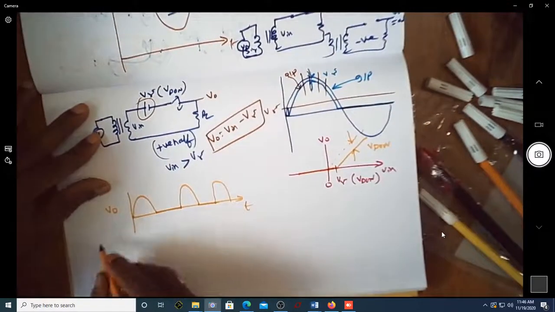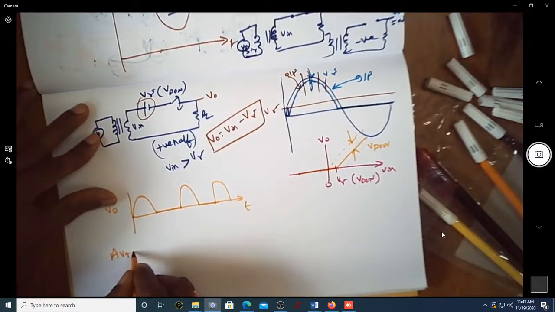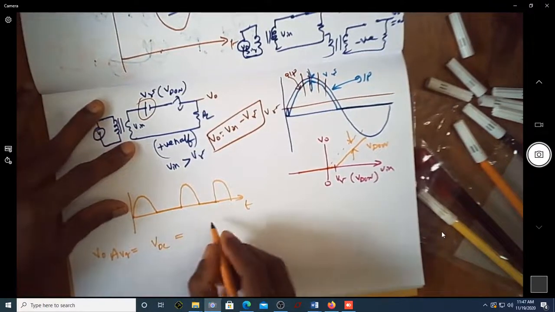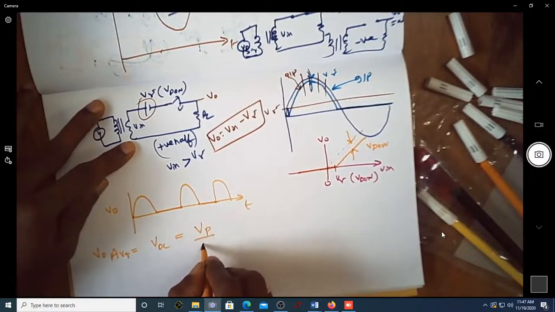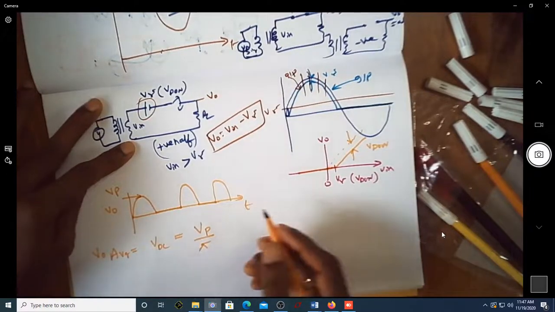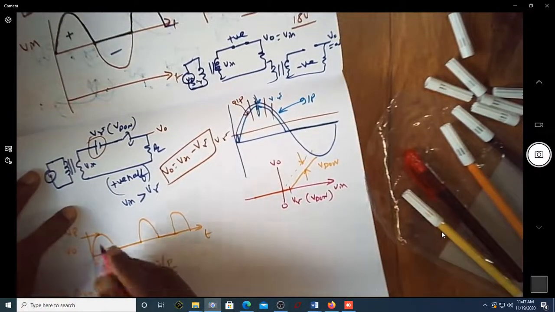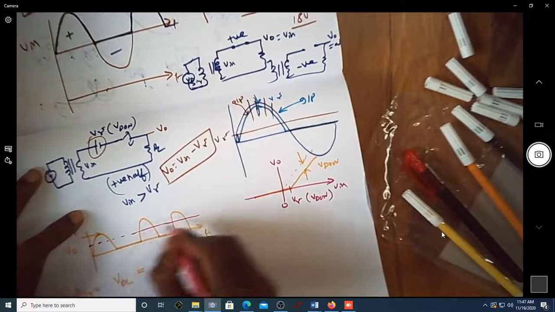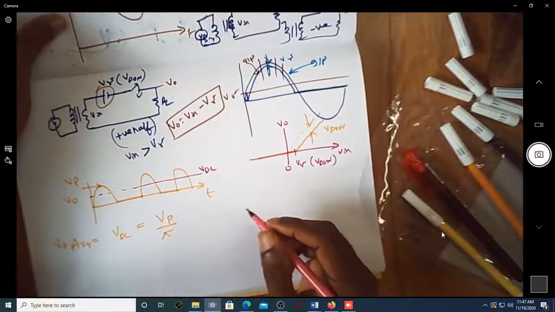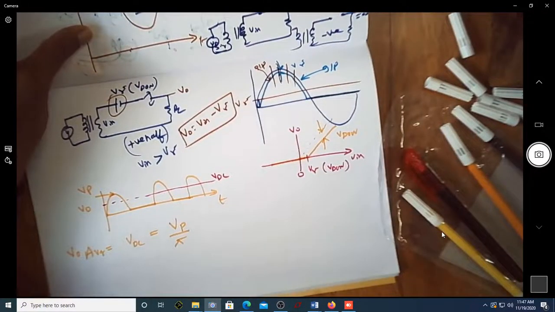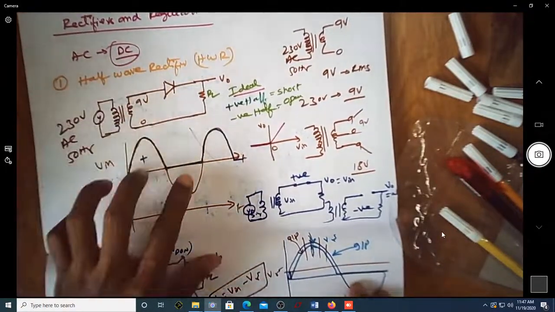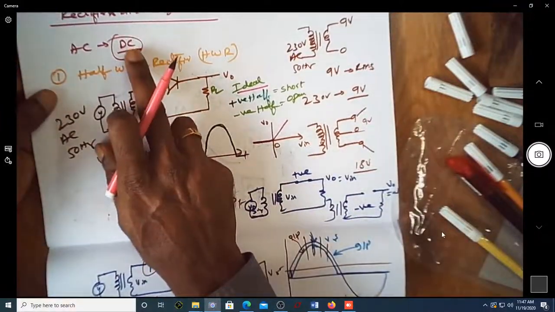If you want to find the average voltage of the output voltage, that is nothing but VDC, which will be equal to V peak by pi. So this V peak by pi will be the average voltage. This is your VDC. The DC voltage is V peak by pi. But what is expected is a pure DC signal. A pure DC signal is still far away from this. This rectifier circuit won't give a pure DC signal.